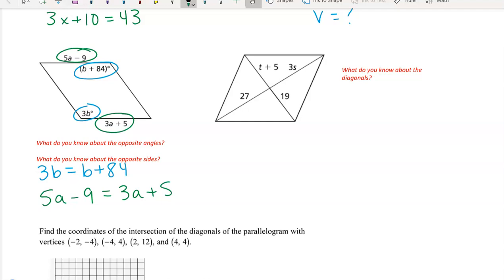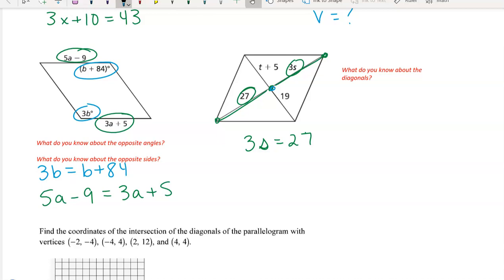On the next one, we're looking at parts of the diagonals. Now we know that this is the midpoint of this diagonal right here. So since it's the midpoint, we know 27 must be equal to 3s. So 3s equals 27.